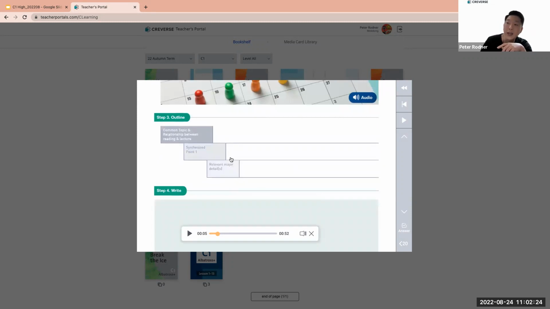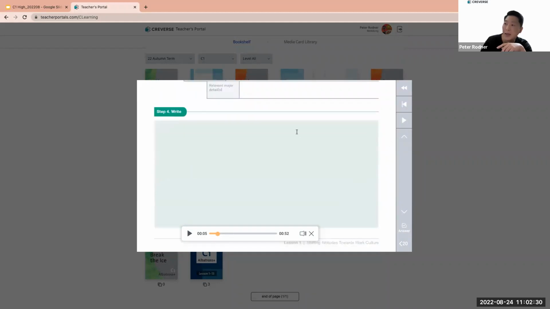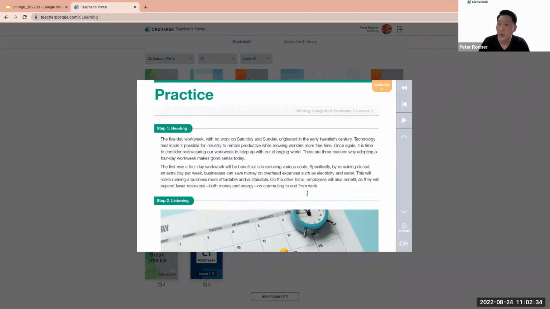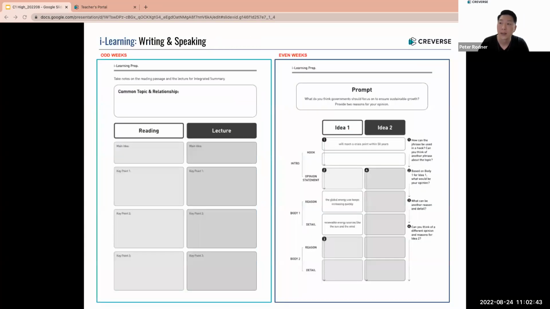But here, it's kind of giving you a much better actual practice. It's only 52 seconds, which isn't very long. Okay, and then they can write. Okay. So for this, the writing integrated section, on top of this though, okay, in their workbooks, okay, for their iLearning homework, they're going to have to write.